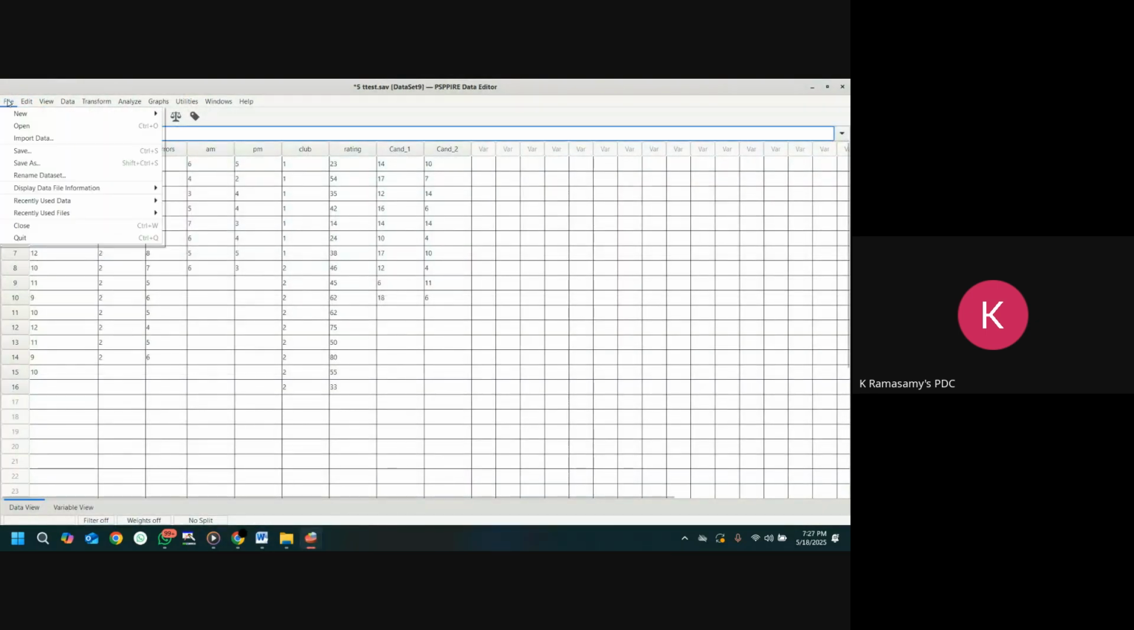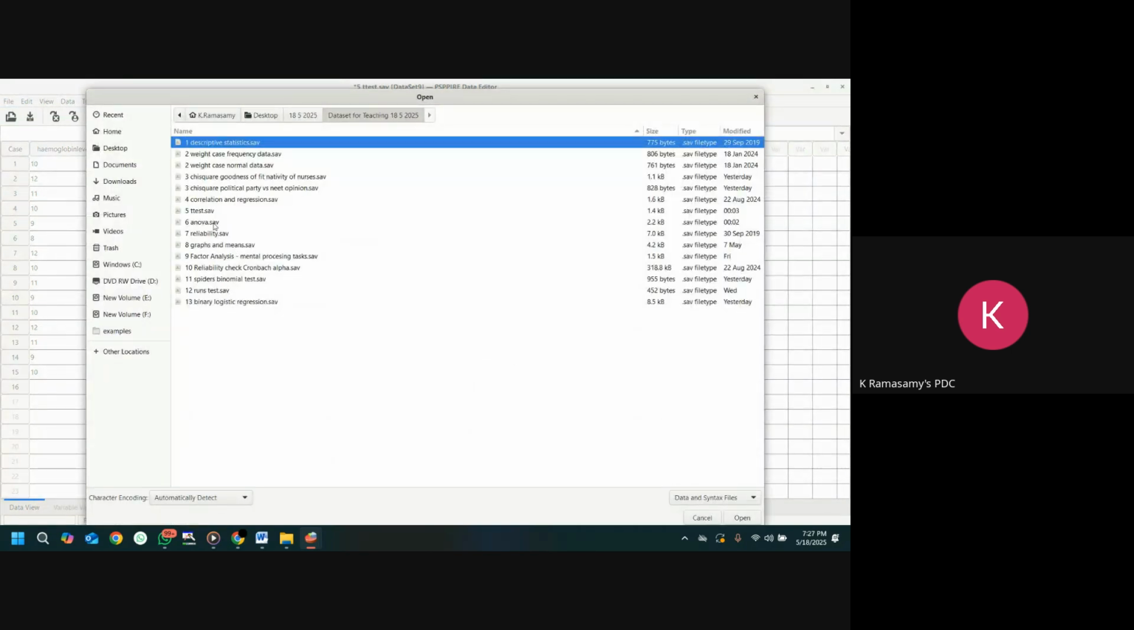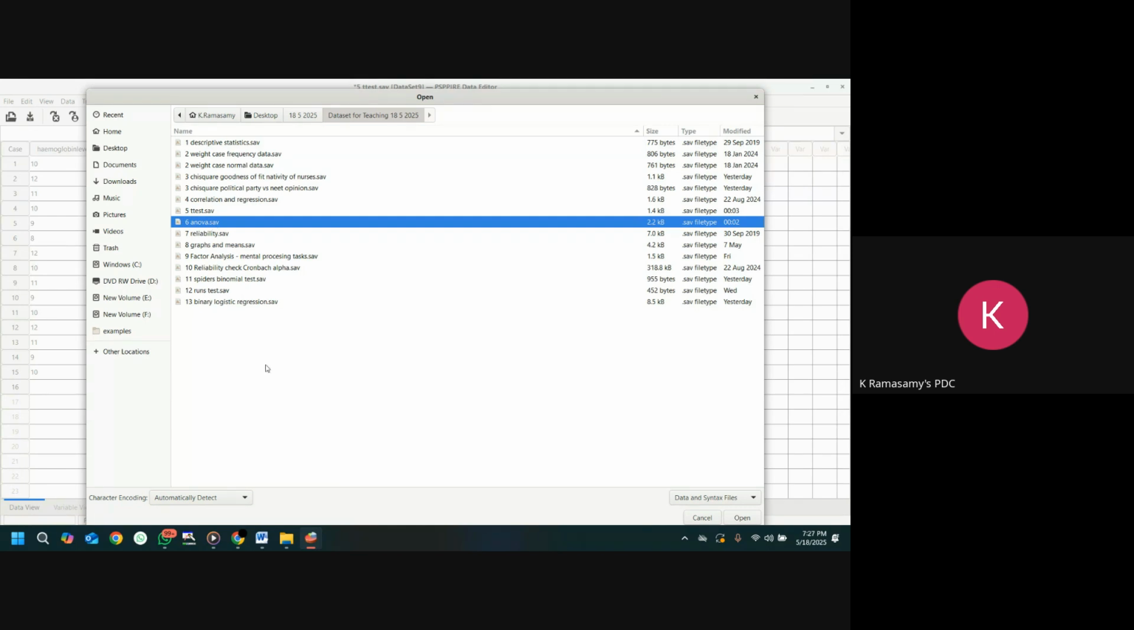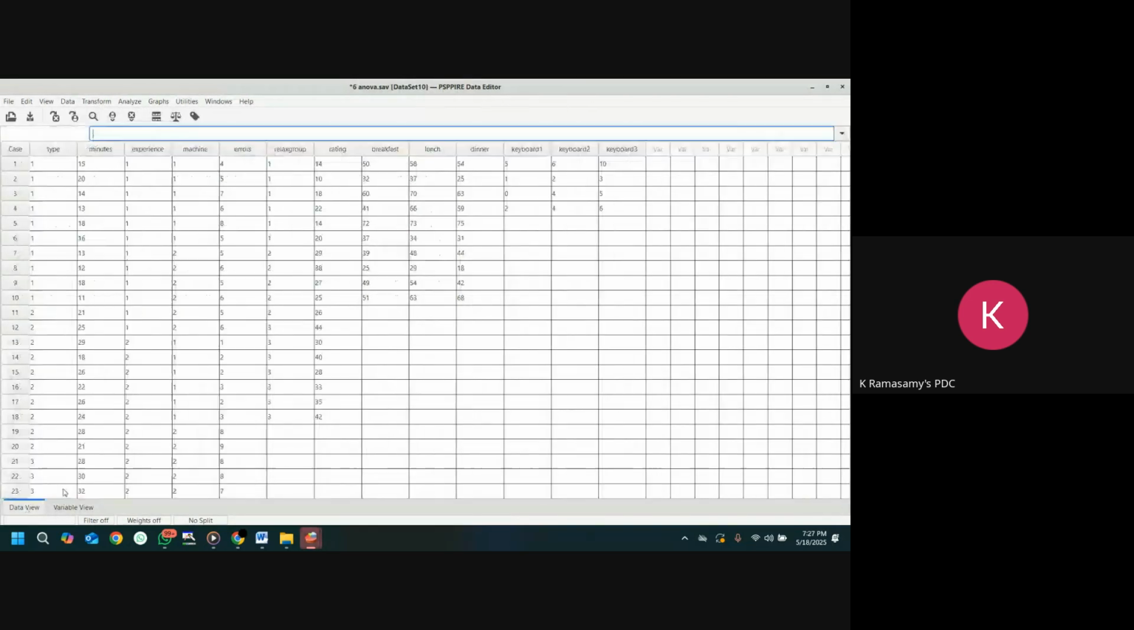I go to my file. File, open, I go to ANOVA. This is a file called ANOVA.sav. Just open the file, ANOVA. You can see here. So what's the data I have got? I have got type and minutes. What's the type? I click on this value label.